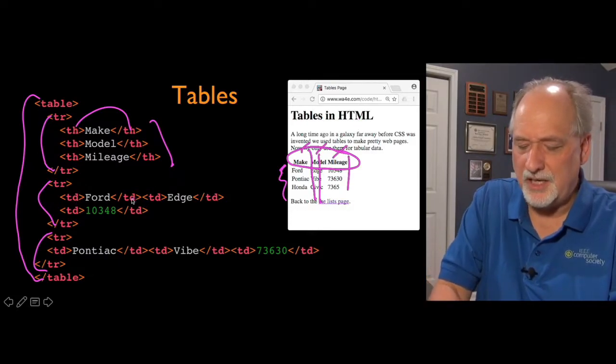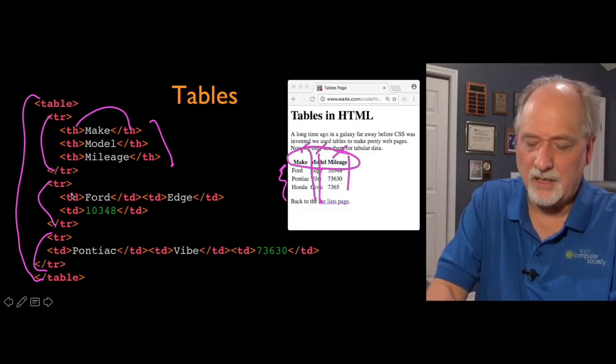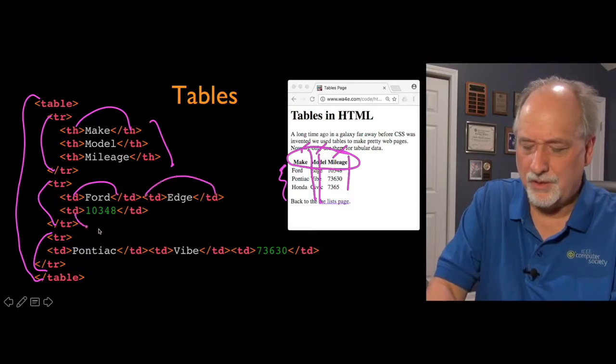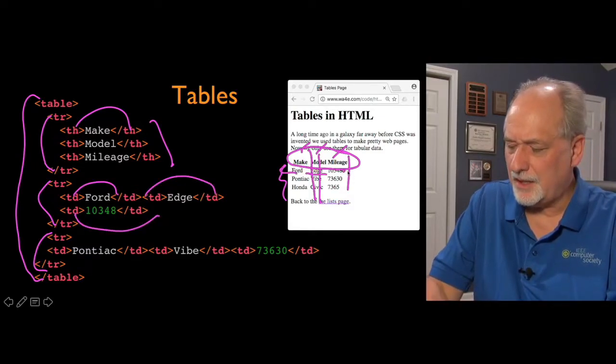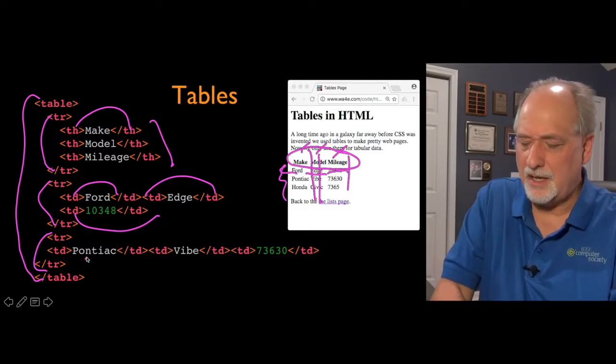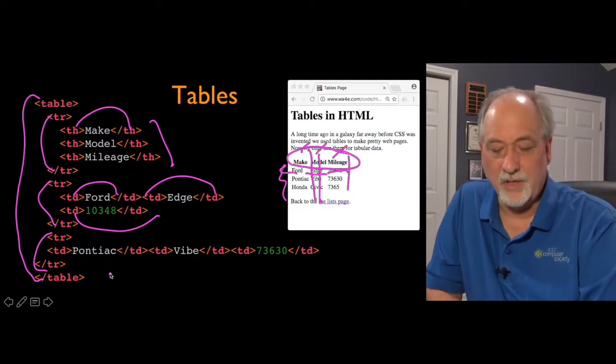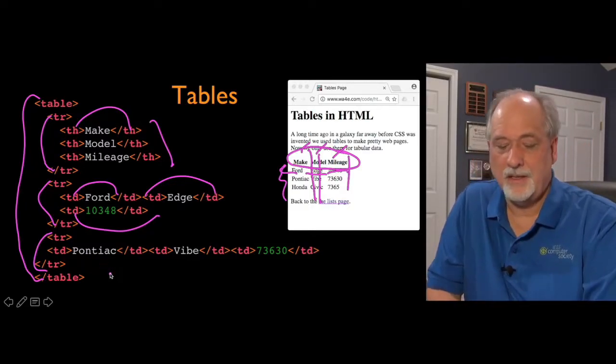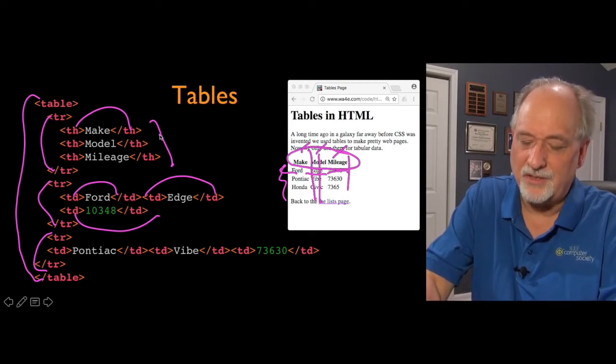And then we're going to put TDs for the data. TD stands for table data, 1, 2, 3. And so that's the Ford, Edge, and then the mileage of that, and on and on as we go. And so it's not hard to build them. You kind of have to keep track of how many of these things you've got.